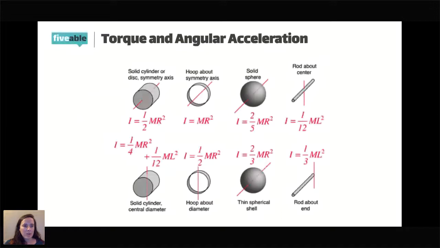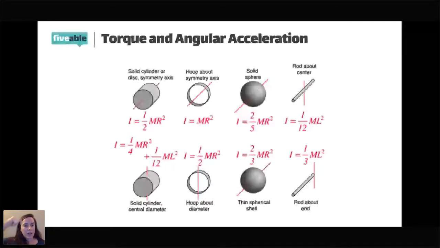Same thing happens for our solid sphere, 2/5 mr squared, versus our thin spherical shell, so like a hollow sphere. 2/5 is smaller than 2/3. So if all of the mass is concentrated to the outside, it has a higher moment of inertia.